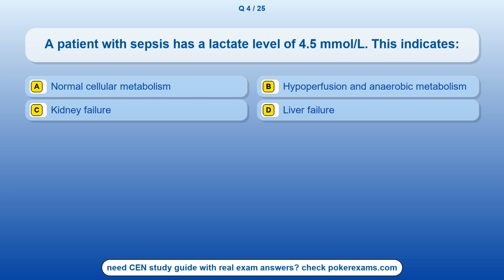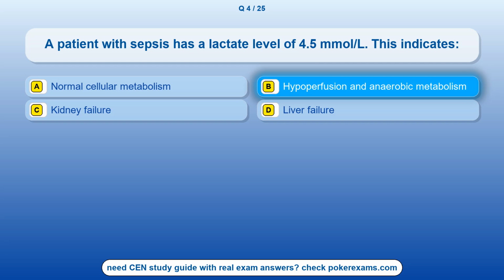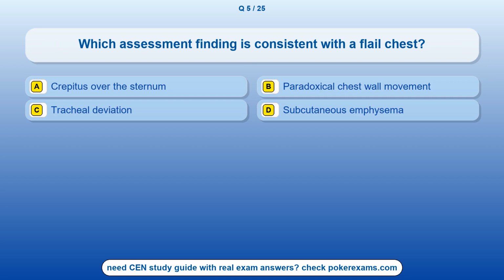Question 4. A patient with sepsis has a lactate level of 4.5 mmol/L. This indicates: Option A, normal cellular metabolism. Option B, hypoperfusion and anaerobic metabolism. Option C, kidney failure. Option D, liver failure. The correct answer is option B, hypoperfusion and anaerobic metabolism.